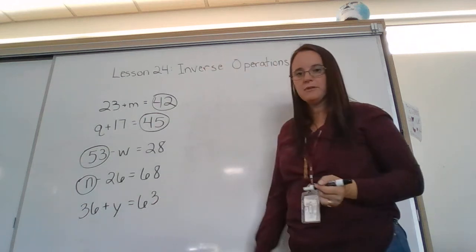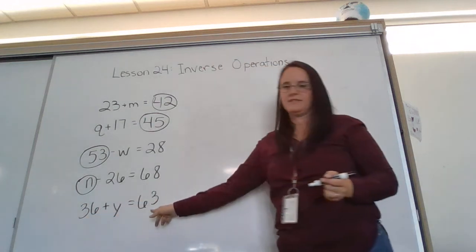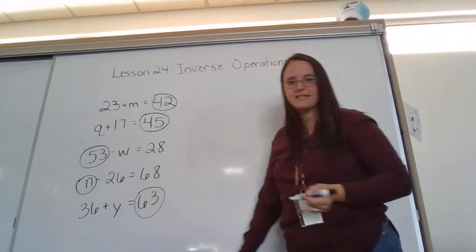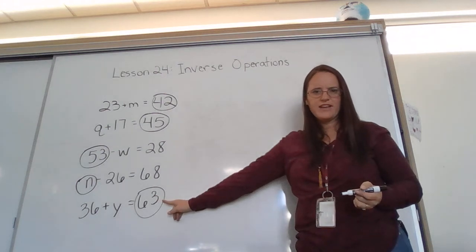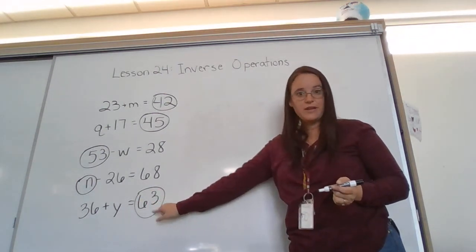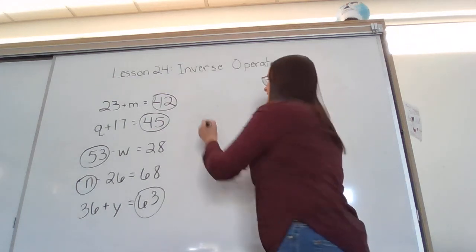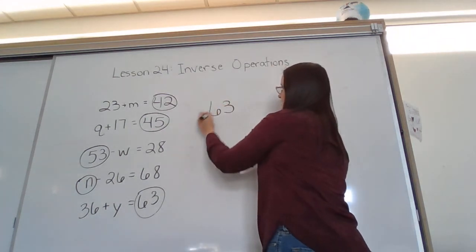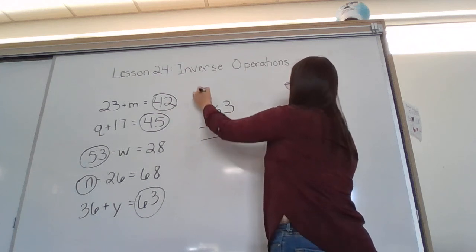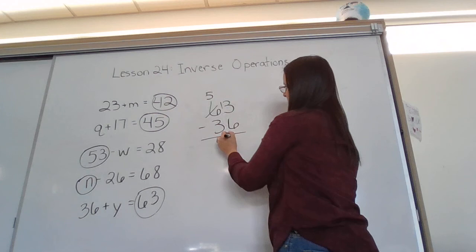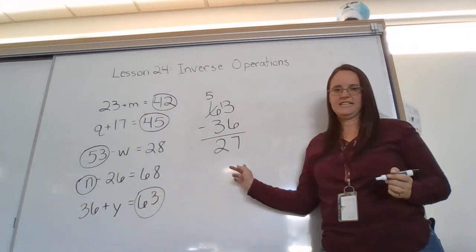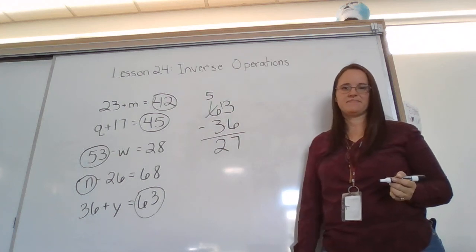And our final problem, where's the biggest number? It's an addition problem. So 63 is my biggest number. Am I going to add to try to get my answer for Y? No, that'll give me a bigger number than 63. So once again, I need to subtract. 63 minus 36. Gotta regroup. And Y is going to equal 27.